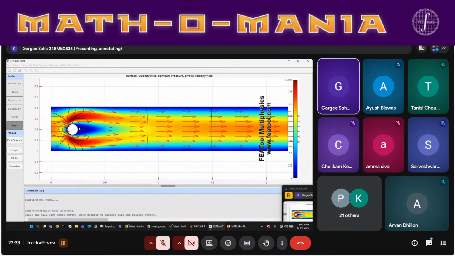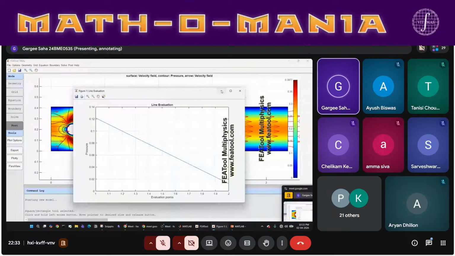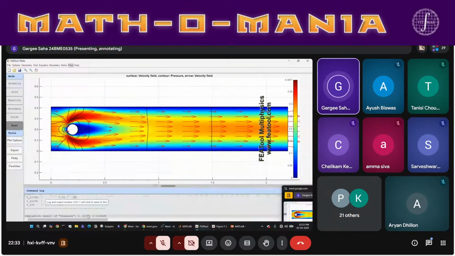So we get a graphical plot like this, but the actual answer we will see is this. 0.121731 and 0.01264668. So this is the pressure at the front and the back of the cylinder. If we take the difference between these two, we will get a difference of 0.109, and comparing that to the 0.117 of the benchmark reference is pretty accurate.